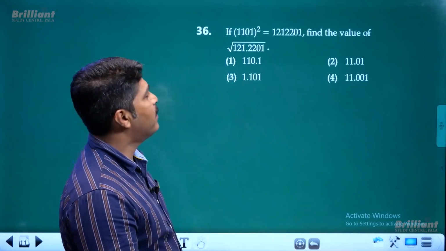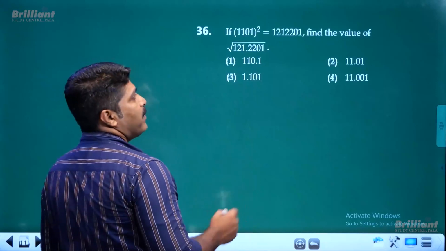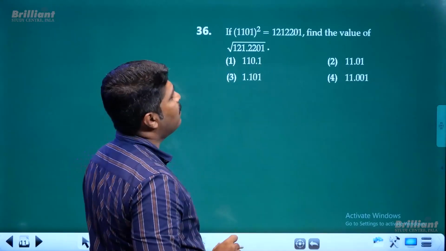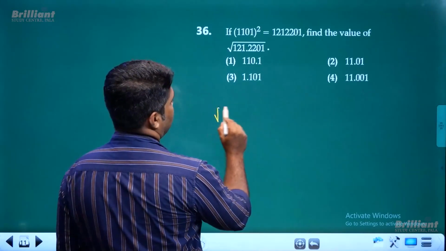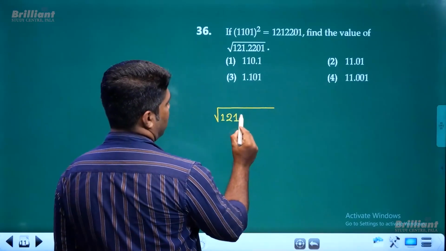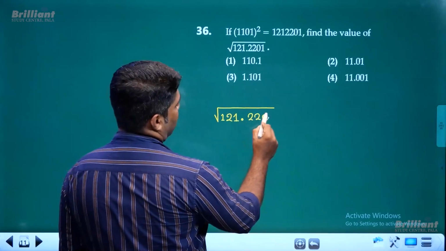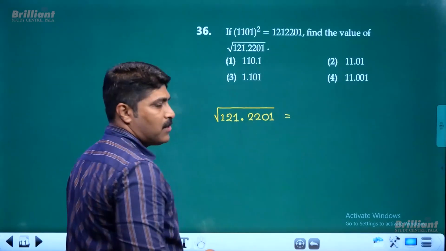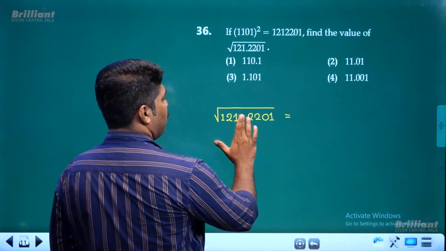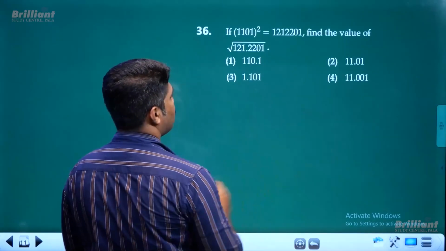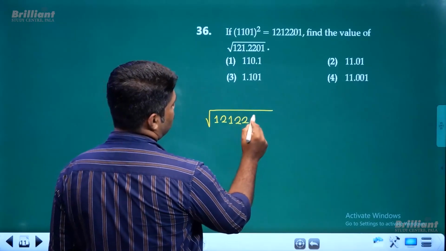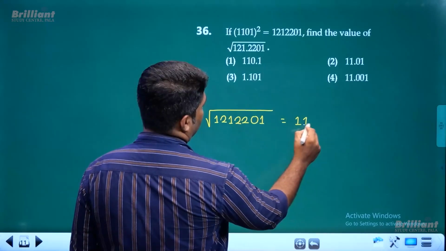Here 1101 the whole square is given as 1212201. Then we are going to find out the root of the right side part, but there is a point inserted here: 121.2201. What is the root? If the point is not here, directly you can write the root of 1212201, that is equal to 1101. It's given.